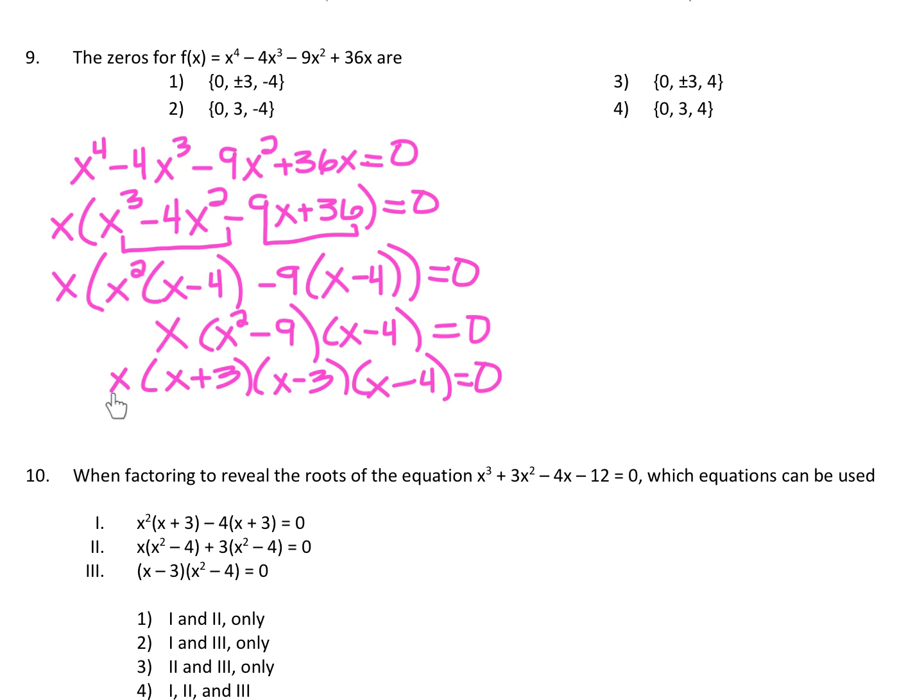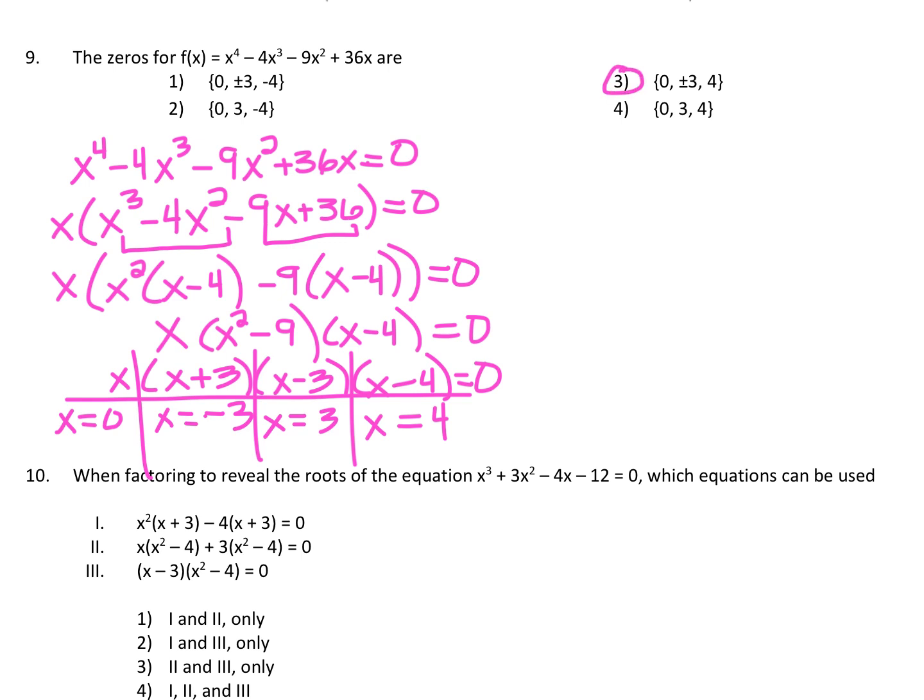All right, and from this point, now that it's fully factored, we are making our t-chart, and we are going to solve. All right, so under the x, we write x equals 0. Underneath, if we have a factor of x plus 3, our solution would be x equals negative 3. Under the factor of x minus 3, we have x equals positive 3. Okay, we're just reversing the signs. And then the 0 that corresponds to the factor of x minus 4 would be x equals positive 4. Okay, so it looks like that is choice 3 right here.